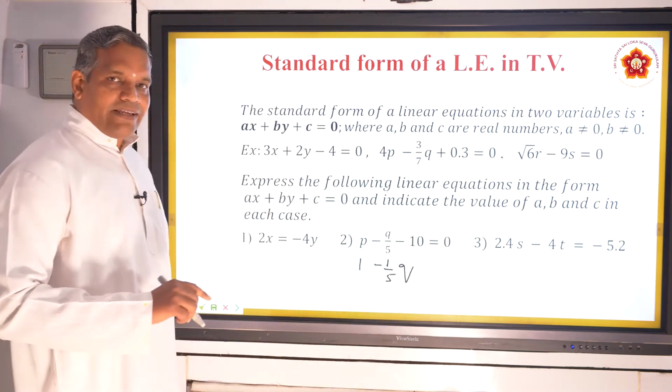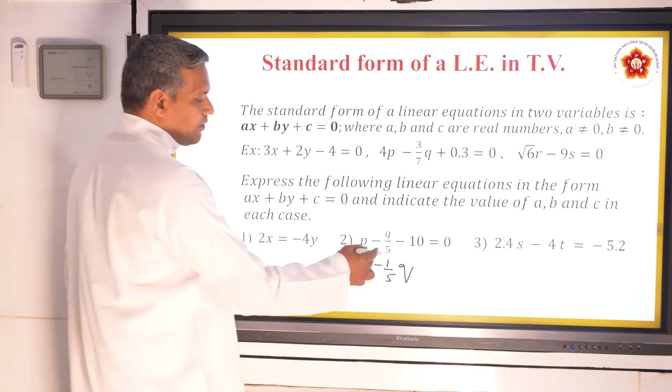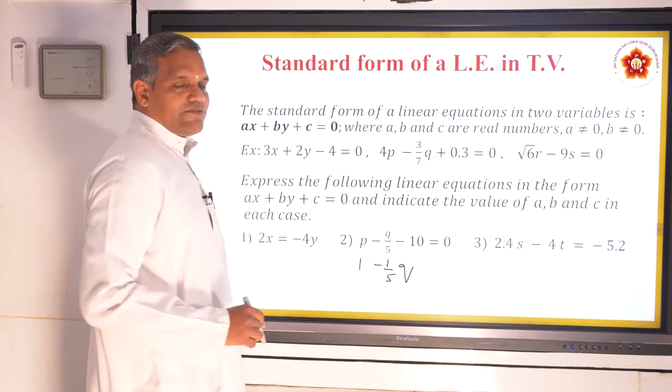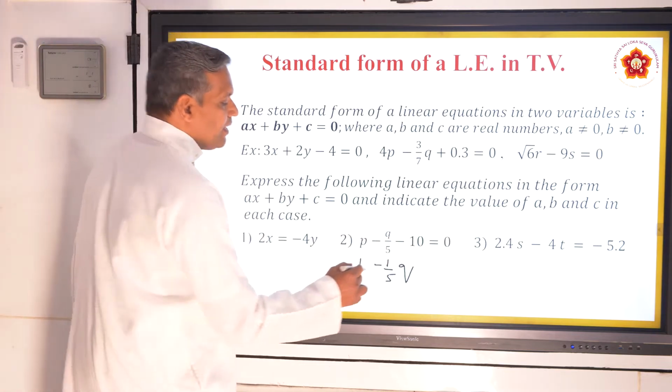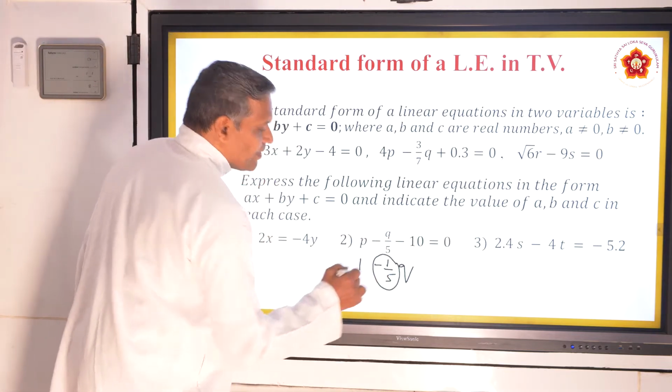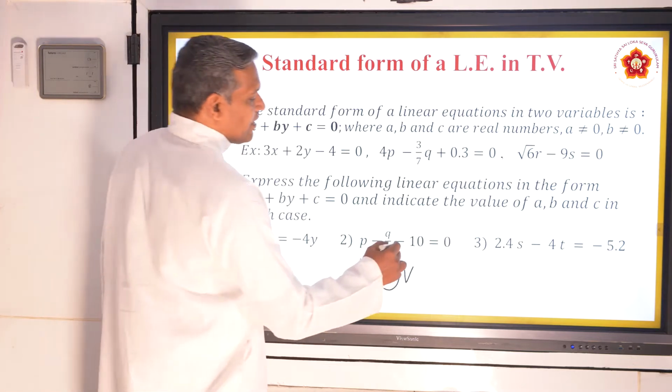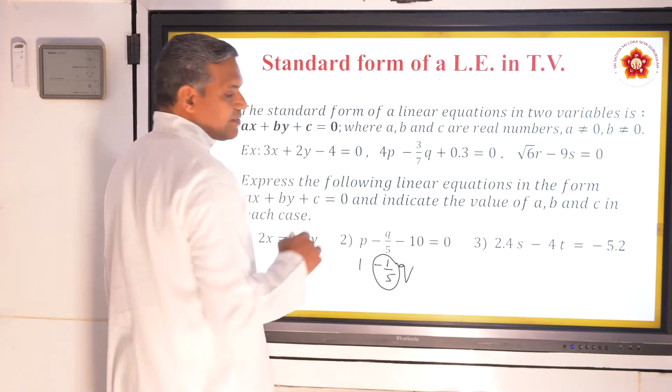1 by 5 times q. So 5 q ones are q, so q by 5 they have written. So what does it stand for? Minus 1 by 5 is the value of b. Okay. Then what is the value of c? C is equal to minus 10.